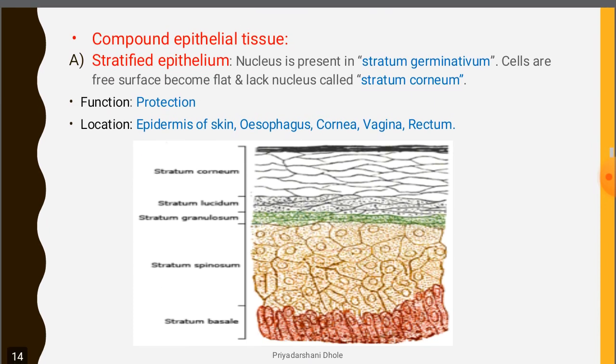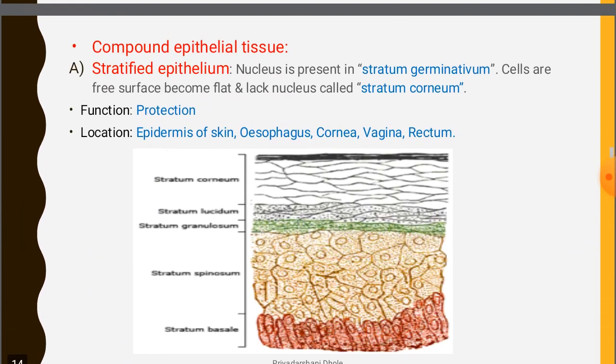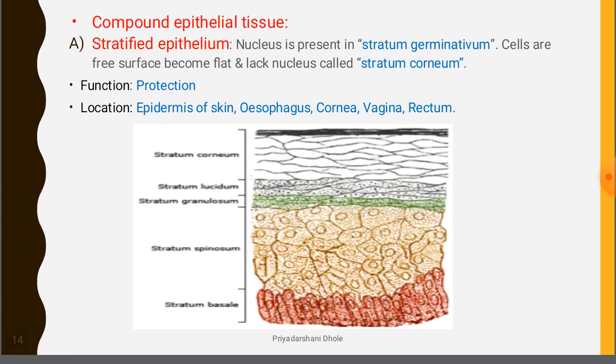Next one is the compound epithelial tissue. It is again of two types, stratified and transitional epithelium. Stratified epithelium: stratum means layer. The nucleus is present in the stratum germinativum. Cells at the free surface become flat and lack a nucleus, called the stratum corneum. You can see in this diagram the first upper layer, where the nucleus is absent, is called the stratum corneum.